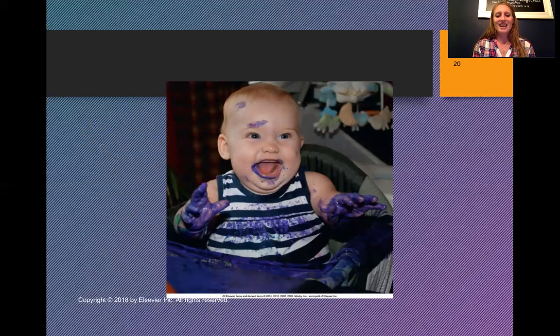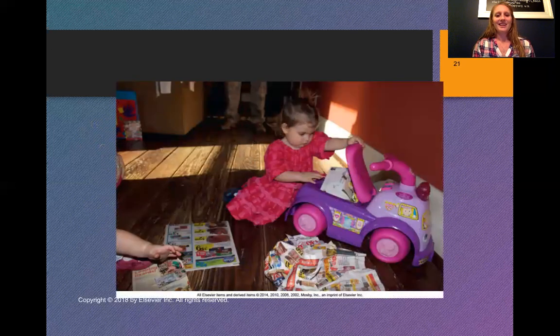So here's that sense play where she's playing with the paint, which I'm sure felt fabulous. It's super sticky and squishy. And then here we are looking at skill play. So we're taking the paper out and putting the paper in.